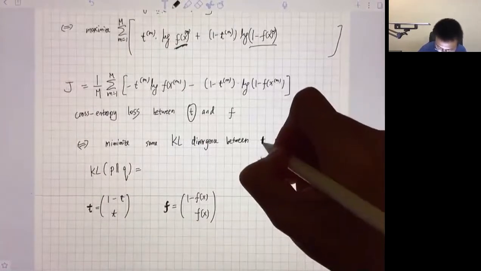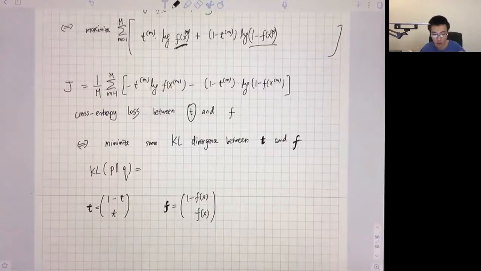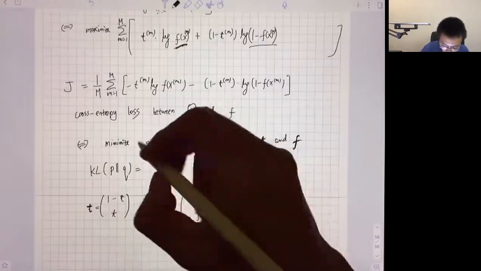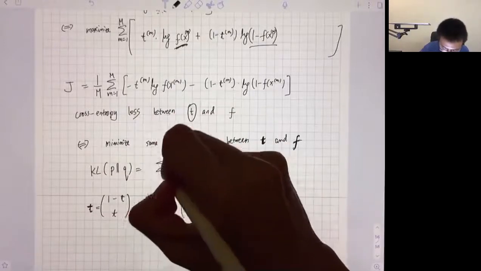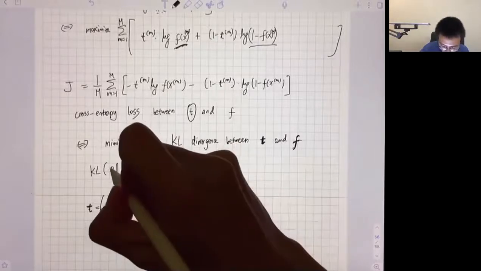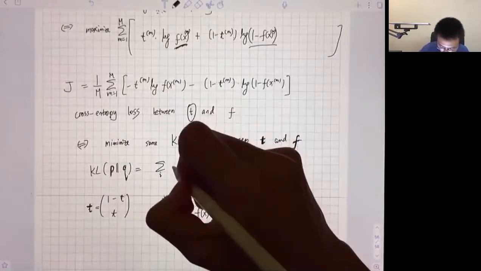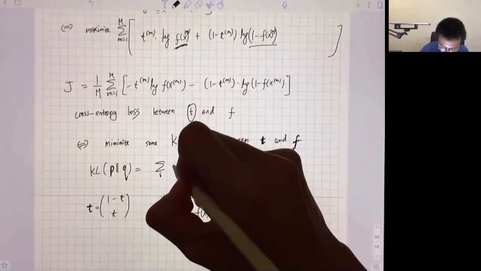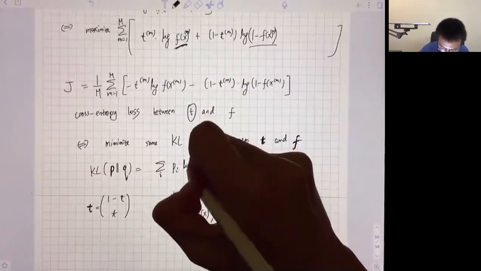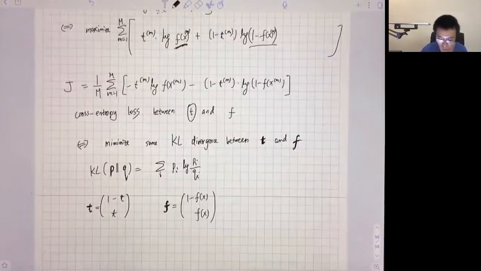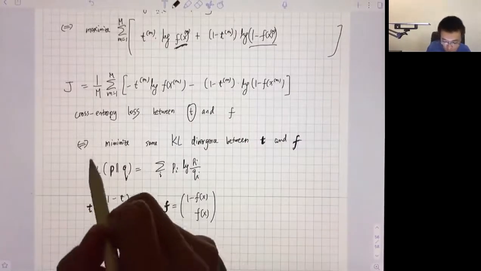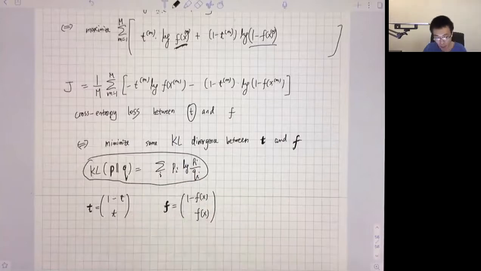So the KL divergence is a measure of the difference between two distributions. The definition in the discrete case is this: suppose P is a distribution over I terms, then here it's two terms. It's the sum of Pi times log of Pi divided by Qi. This is the definition of KL divergence, and it's asymmetric. The KL divergence between P and Q is usually different from Q and P.